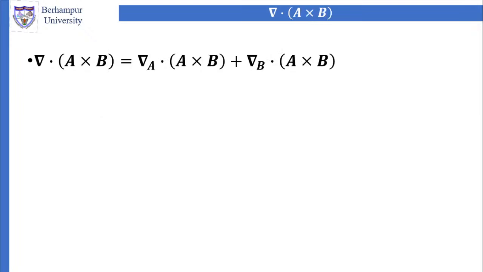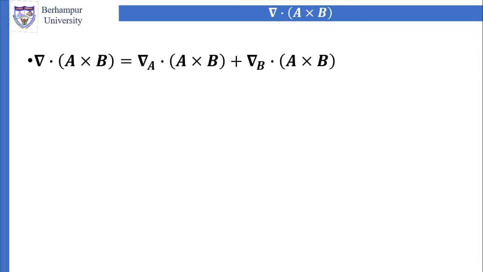Next is del dot A cross B. What will be del dot A cross B? Let us find out. Now when we find out del dot A cross B, again here del will operate on A, then del will operate on B. So this we can expand as del operating on A dot A cross B plus del operating on B dot A cross B.